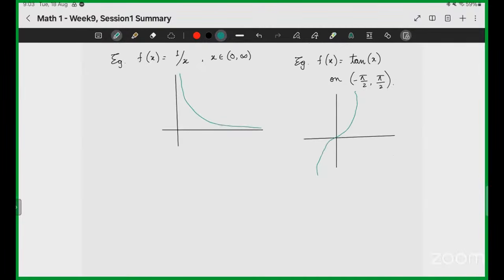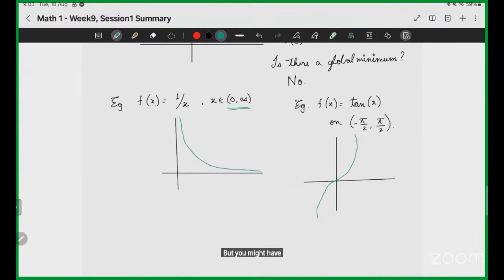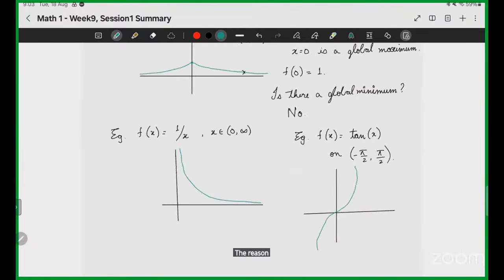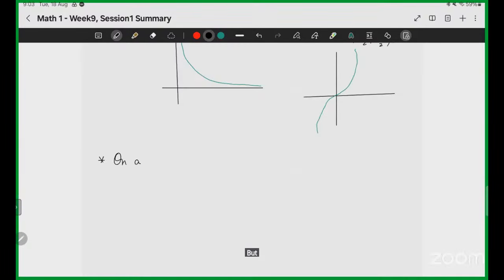All right, let's move ahead. But you might have noticed that the reason why we don't have the extrema to exist is because of the open-endedness of the interval that we're considering, right? So there is a result which we will definitely not prove, but we'll just state: on a closed interval, functions have global extrema.